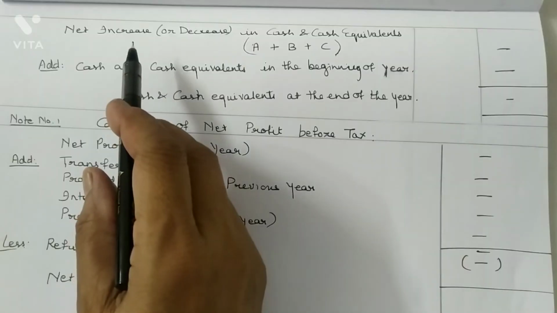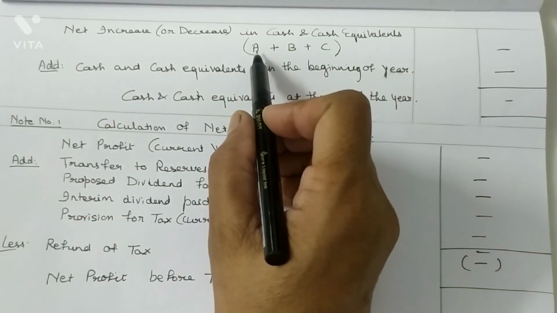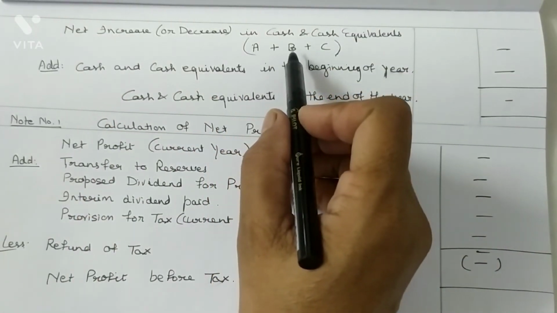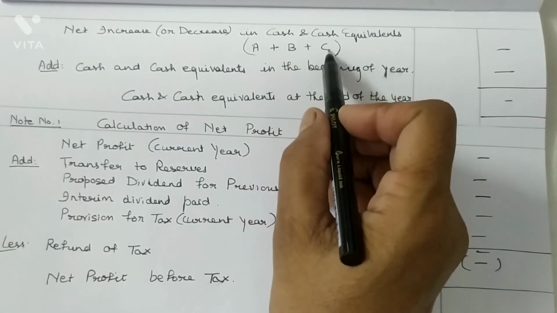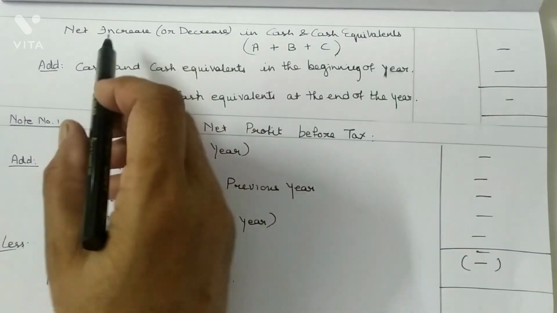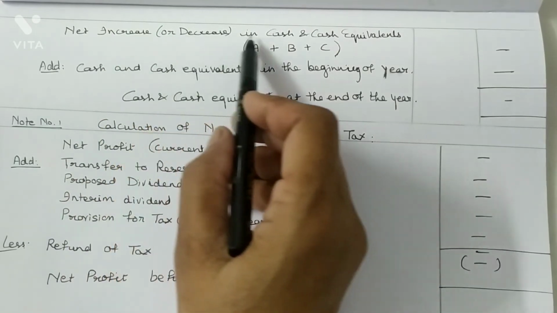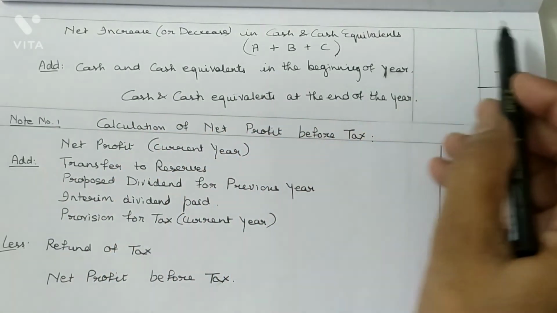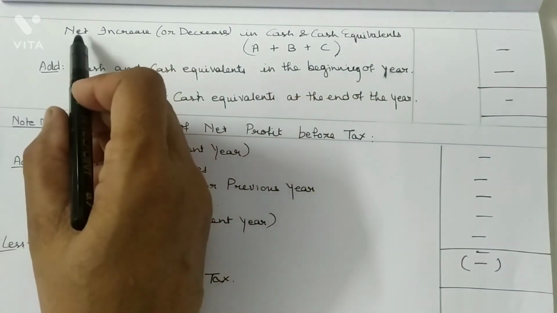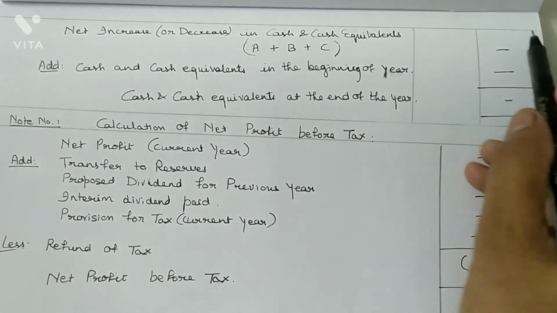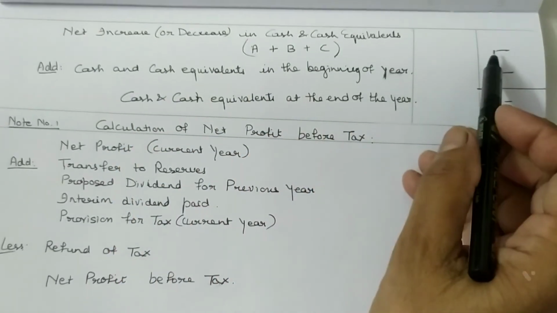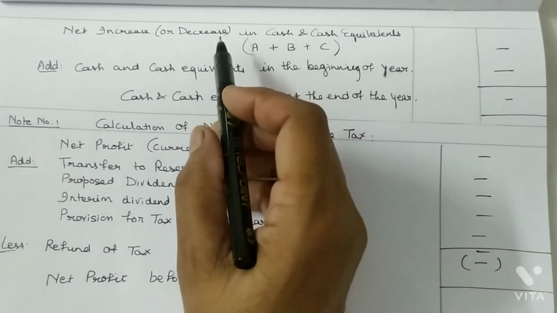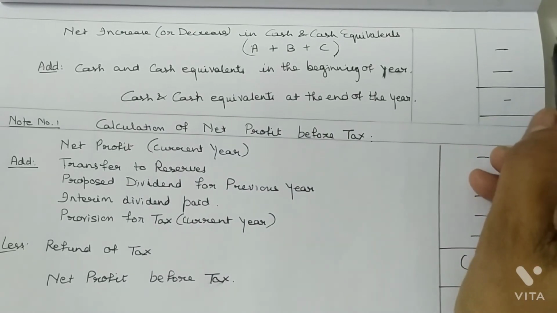After taking cash flows from operating activities, add cash flows from investing activities and cash flows from financing activity. You have to write the total here. This is the net increase or decrease in cash and cash equivalent. If it is positive, it is net increase in cash and cash equivalent. If it is negative, net decrease in cash and cash equivalent. Decrease you have to show in brackets.